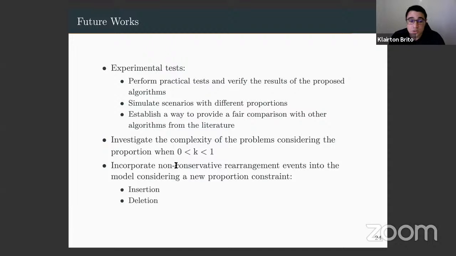Another important point is to investigate the complexity of the problem considering the proportion when the value of k is greater than 0 and less than 1. And at last, it would be interesting to incorporate into the rearrangement model non-conservative events like insertion and deletion. But probably in this case, it will be necessary to create a new proportion constraint in order to guarantee that it's possible to obtain a feasible solution that does not use unnecessary operations.